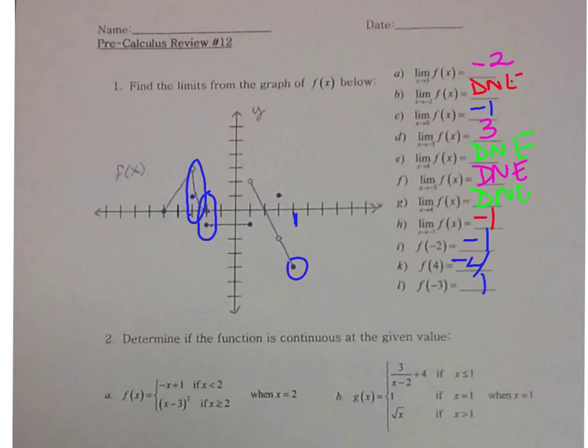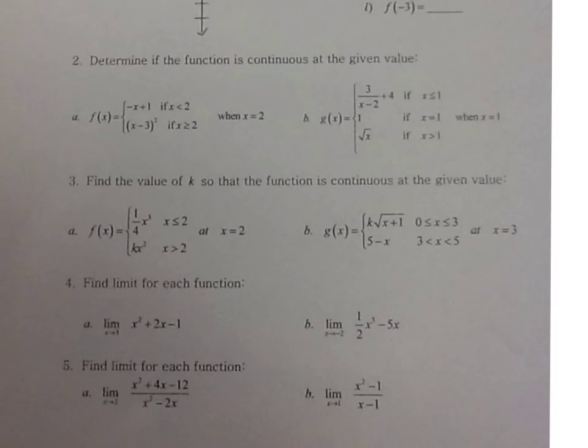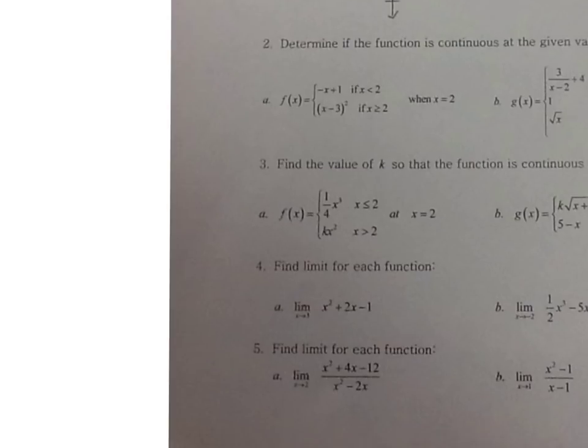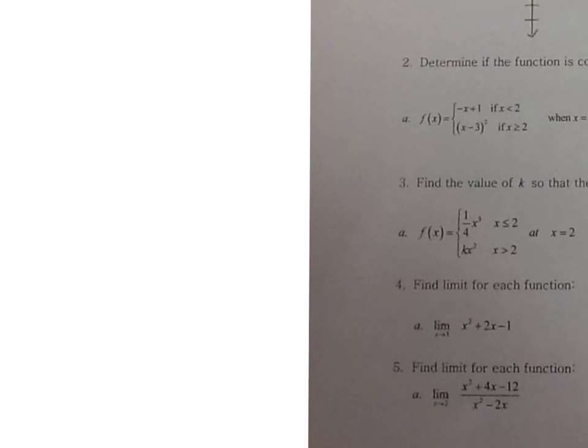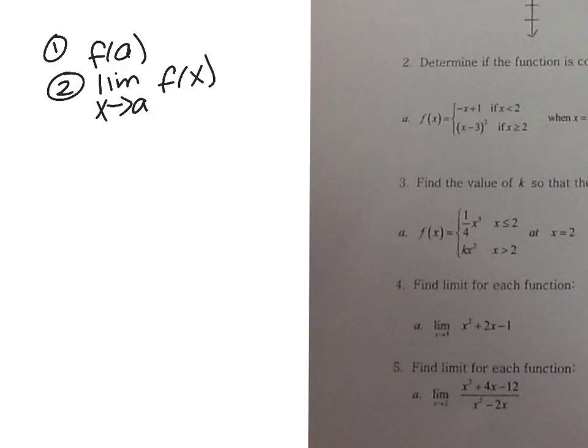All right, so let's take a look at 2a. Number 2 is to determine if the function is continuous at the given value. Remember, in order to determine if something is continuous, you have to do a couple things. You have to find f of a. You have to find the limit as x approaches a of f of x. And then you have to check to see if f of a is equal to the limit as x approaches a of f of x.